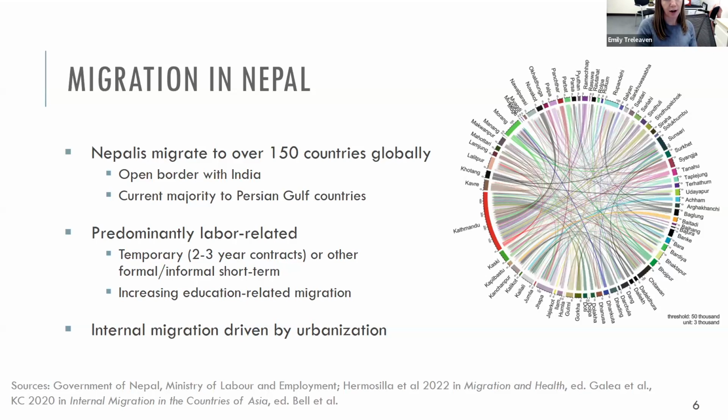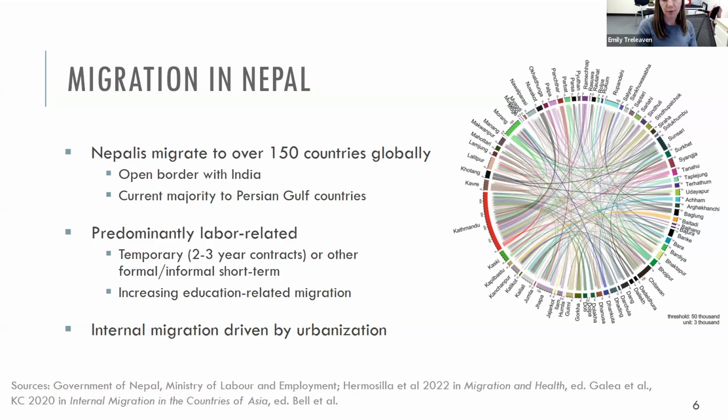Predominantly, Nepalese are migrating for labor reasons to seek employment. Often these are on temporary 2 to 3 year contracts or other formal or informal short-term employment agreements. But increasingly, we also see that there's education-related migration, so people traveling to other countries for school. It's predominantly men of reproductive age around 15 to 44 who are migrating. Many of them are married and they are leaving their wives and children if they have them at home.